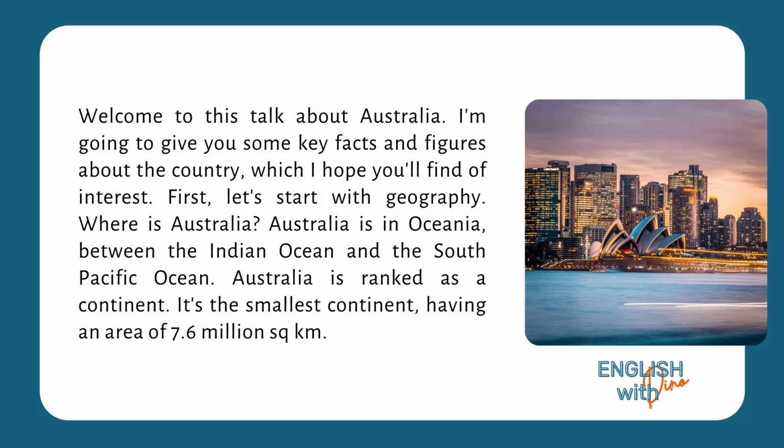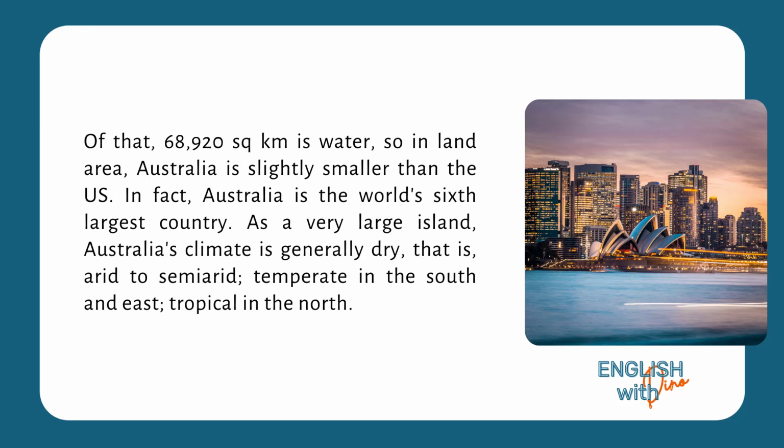Where is Australia? Australia is in Oceania, between the Indian Ocean and the South Pacific Ocean. Australia is ranked as a continent. It's the smallest continent, having an area of 7.6 million square kilometers. Of that, 68,920 square kilometers is water, so in land area, Australia is slightly smaller than the U.S. In fact, Australia is the world's sixth largest country.